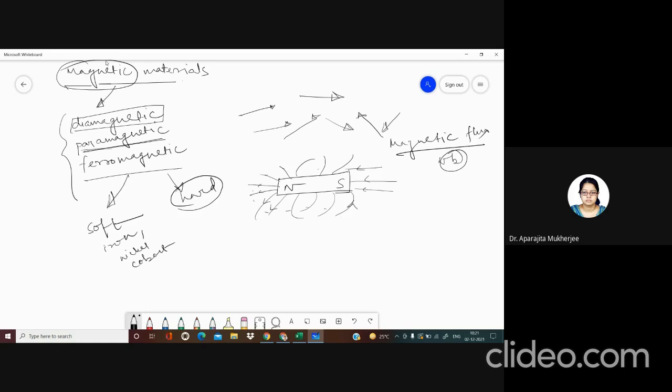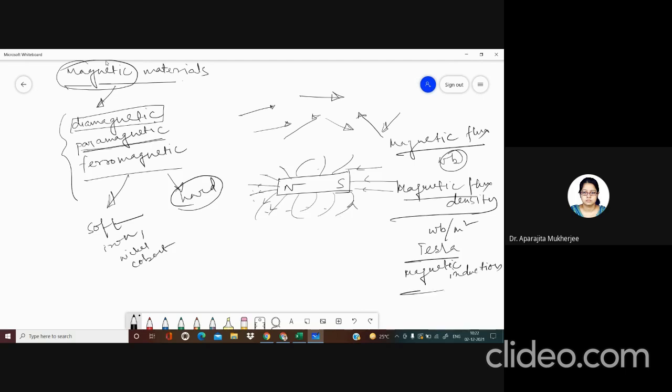Now after magnetic flux, the next term that comes is magnetic flux density. This you know very well; this is just a brush up. Magnetic flux density is the magnetic flux passing per unit area through any material, through a plane at right angles to the direction of flux, and that's why its unit is Weber per meter square, or we can say Tesla. This is also named as magnetic induction.